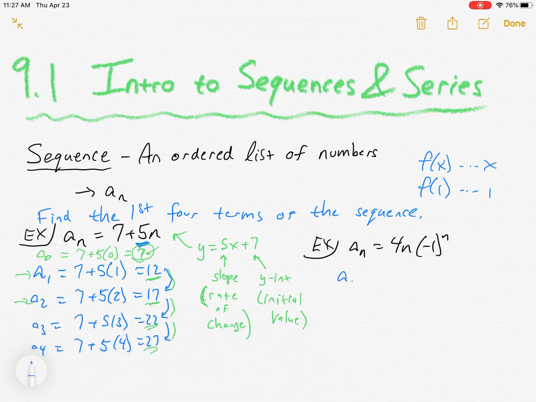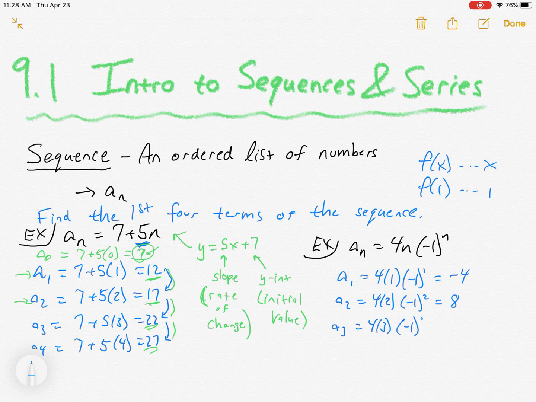The second one, we'll make 4n times (-1) to the n, a little more intriguing. So if we want to find the first 4 terms, this is not a linear equation, so it's going to be a bit different. Plug in 1 first, and that's going to give us 4 times -1, which is -4. Plug in 2, that'd be 8 times 1. Do you see what's going to happen here? No matter what that power is, it's just bouncing from -1 to 1, -1 to 1. So this is going to be -12.